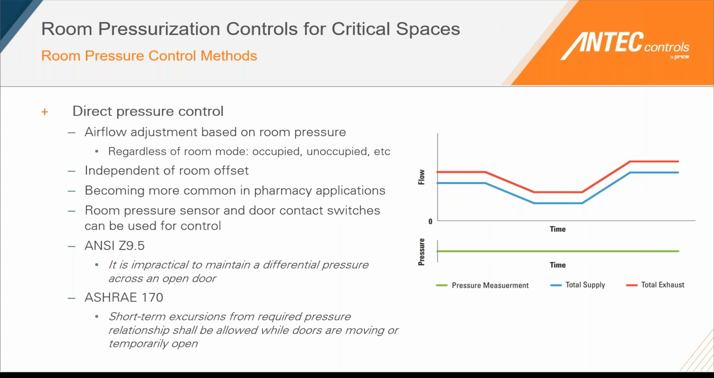So the second application we're going to talk about for the room pressure control method is direct pressure control. These are applications where we're now directly measuring the room pressure and the air valves are reacting to those changes. So essentially over time, we're having the airflow adjust in order to maintain that constant fixed pressure set point. In this case, we're no longer caring about what that fixed offset is. Instead, the goal is to maintain that constant pressure set point in the space.